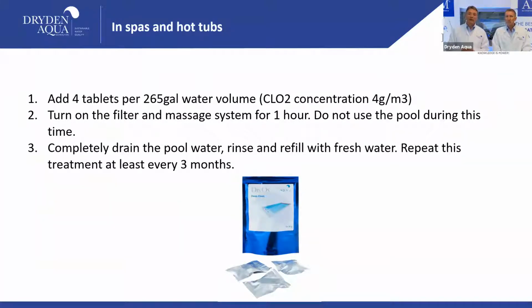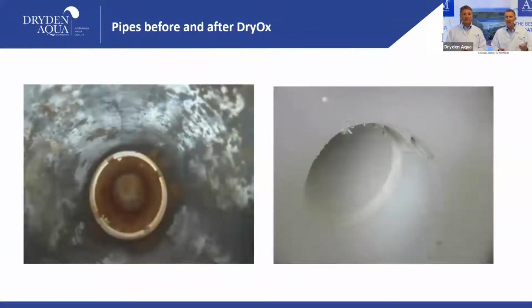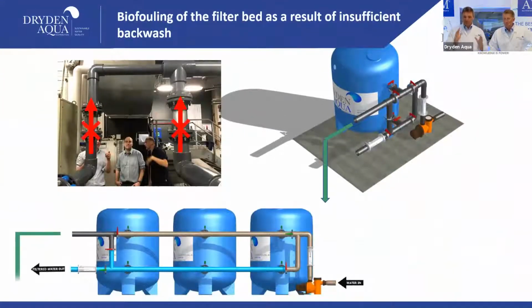safe. Okay, and here are two really good pictures of what a pipe looks like before and after a chlorine dioxide treatment. Exactly, these brown black spots, this is what you will find in your hot tub. That's biofilm. Okay, but again, coming back to pools, these were details.